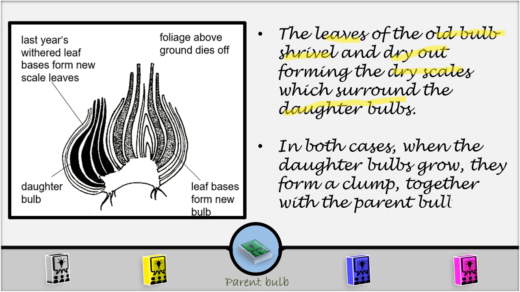In both cases, when the daughter bulbs grow, they form a clump together with the parent bulbs. Now, when the daughter bulb is formed, this one here, it does not break away, but it forms a clump, like a collection, together with the parent bulb. They come together and they form a group which we call a clump with the parent bulb.